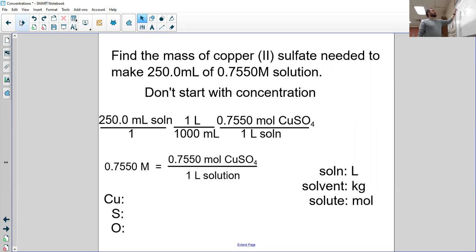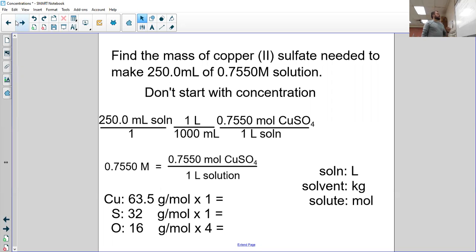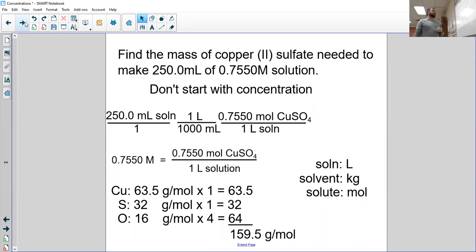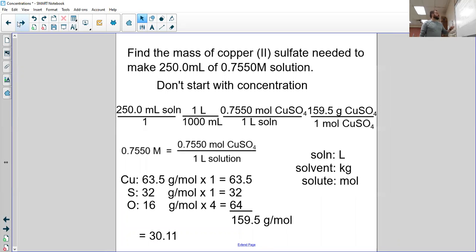Then we have to find the mass of copper 2 sulfate, which is what we're looking for from the problem. So we have to convert our moles to grams. We're going to do that just like we always do and use our periodic chart. Get 63.5 grams per mole times 1 for copper, 32 for sulfur, and 16 for oxygen. We have 4 of those oxygens, so we end up with a total molar weight of 159.5 grams per mole. We can plug that into our equation, making sure our units cancel out. Plug it into our calculator, we get 30.11.